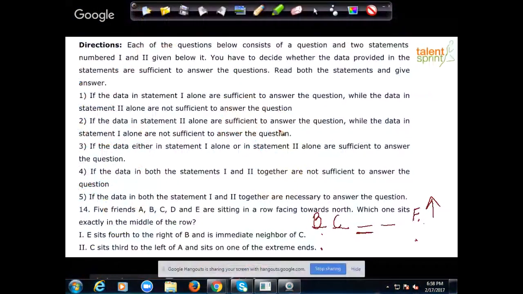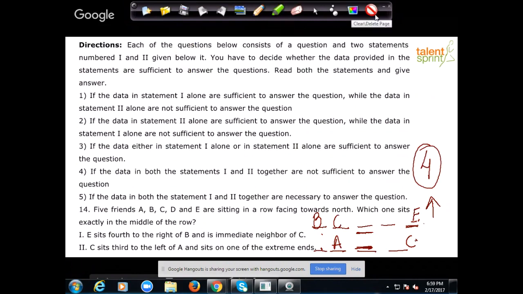Now, if you look at the second statement, C sits 3rd to the left of A and sits on the extreme end. They tell us C sits on the extreme end and is 3rd, 1, 2, 3 to the left of A, which once again does not tell us who sits in the middle. And once again, the answer, boys and girls, is 4, where both the statements are not enough to answer the question.